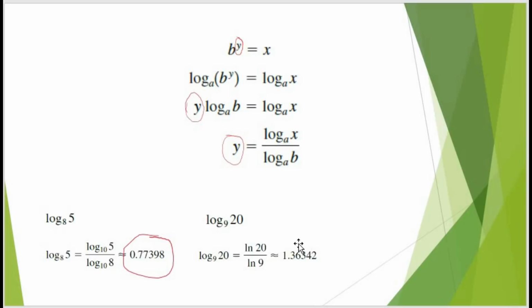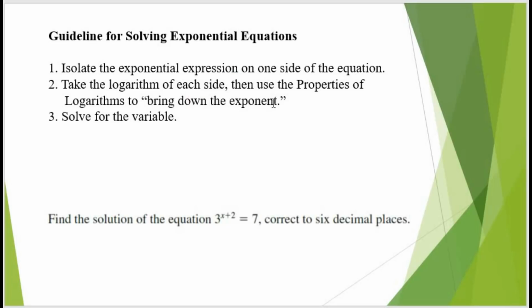Another illustration is this. So anyway, we'll move right away with the application. So the guidelines for solving exponential equations. 1. Isolate the exponential expression on one side of the equation. 2. Take the logarithm on each side, then use the properties of logarithms to bring down the exponent. And 3 is you solve for the variable.